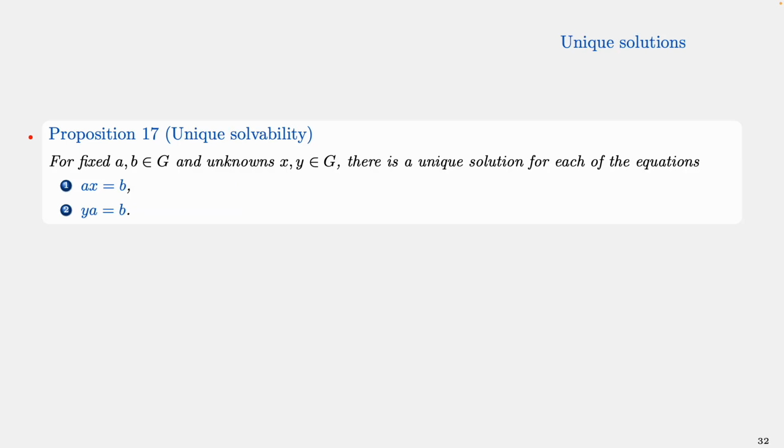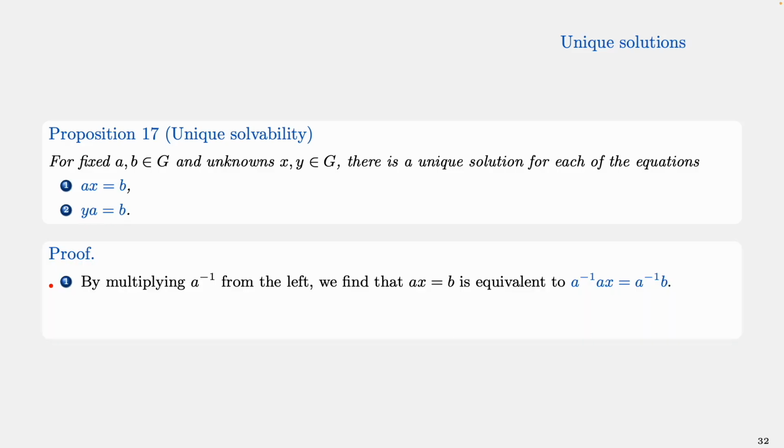And another important property of groups is the unique solvability. It's a bit similar, but not quite the same as the cancellation property. So for fixed elements A, B in the group and some unknowns X, Y, there's a unique solution for each of these two equations. So there's a unique solution to AX equal to B, and there's a unique solution to YA equal to B. We'll just prove it for the first one.